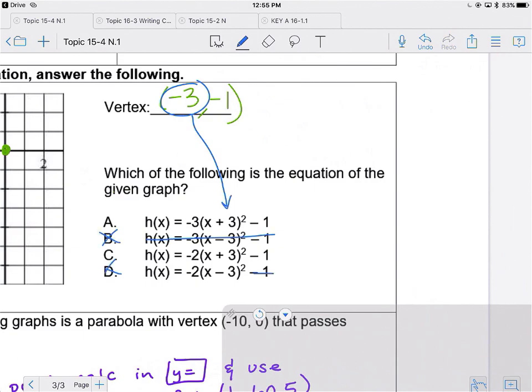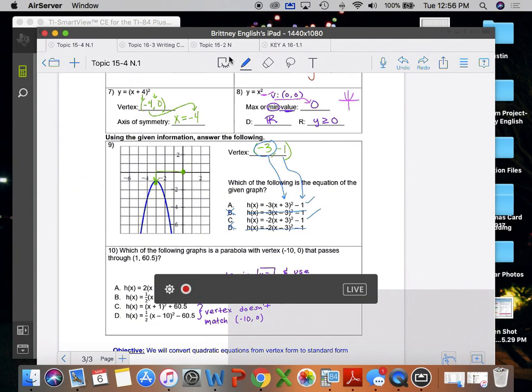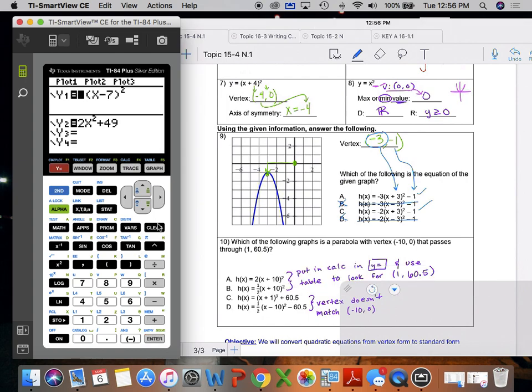So that marks out B and D. The -1 should be the same, so that's good for both of these. They both have negatives, which is good because I need that. Now we're looking at a -2 or a -3. So I'm going to put one in my calculator, see what I think, and then look at the other one.